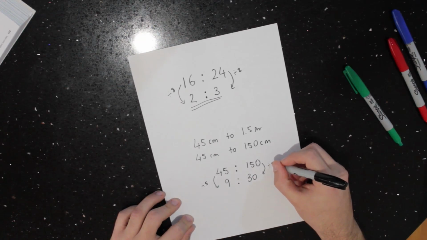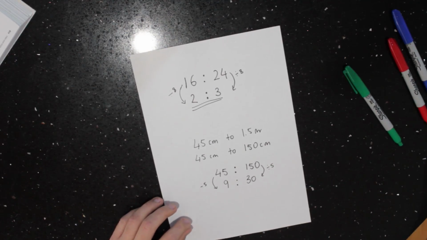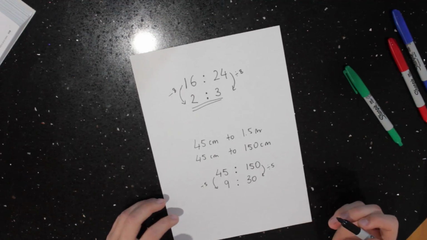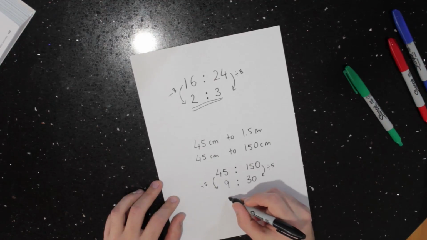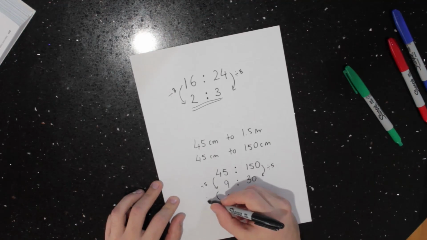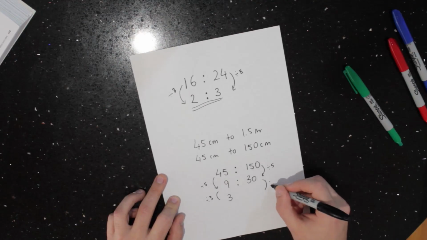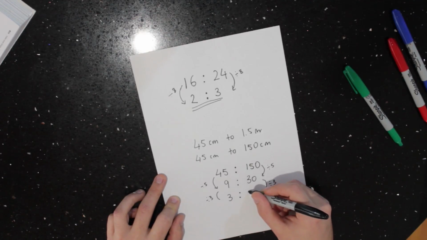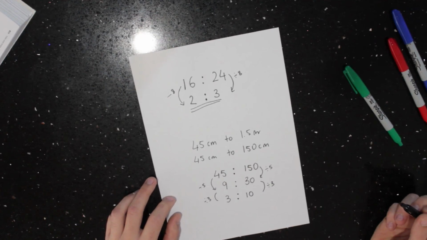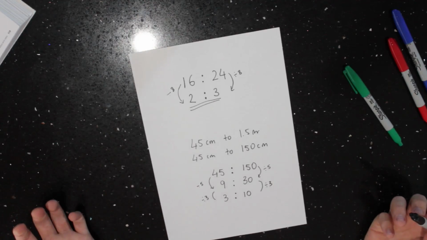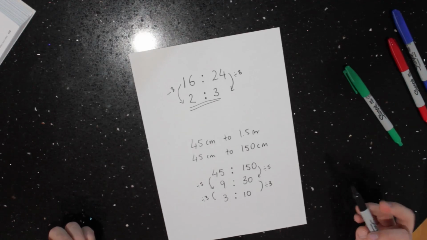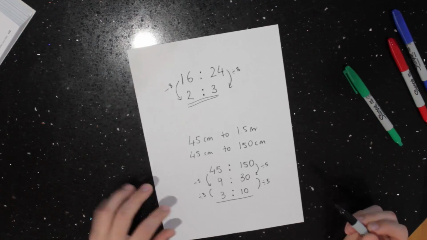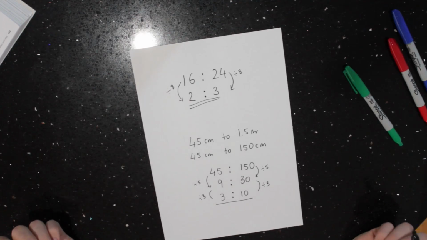I think I can actually still do more here. Now I know that 9 and 30 are both divisible by 3. So if I divide that by 3, I need to do it to the other side as well. So let's divide that by 3. So 9 divided by 3 is 3, and 30 divided by 3 is 10. Can I go any further down? Well, no, there are no more factors between 3 and 10. So here I've simplified this ratio.